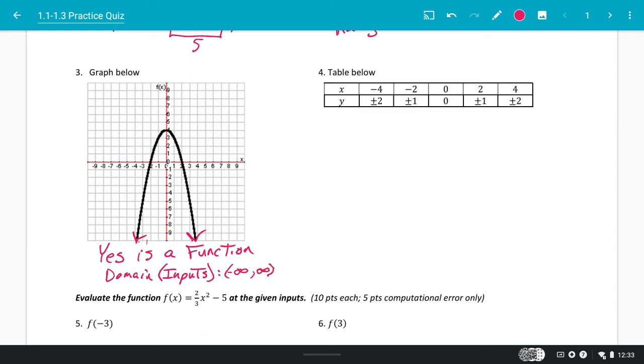Now, if you had just looked at the graph here and said my domain stops here at negative 4 and goes all the way over here to 4, I would be okay with that. From negative 4 to 4, I would give you full credit for that as well. But we should be assuming that these things are going on forever. And therefore, my domain would be from negative infinity to positive infinity.